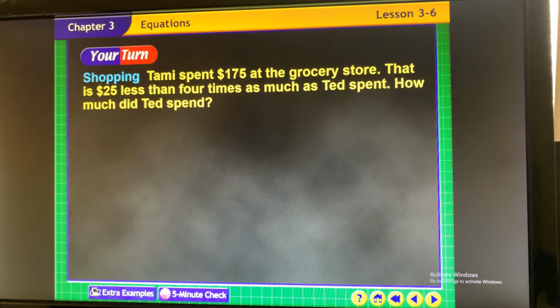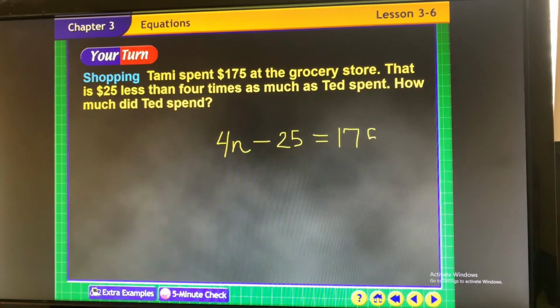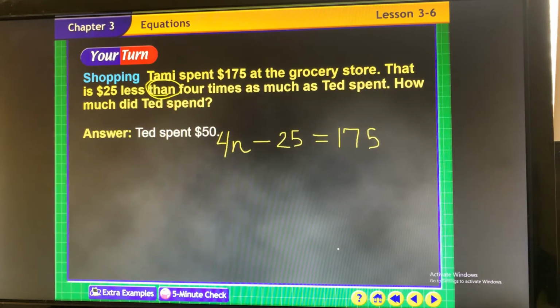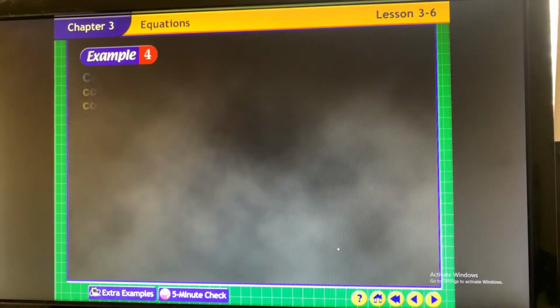Tammy spent $175 at the grocery store. That is $25 less than, there's the word than, less than 4 times as much as Ted. So there's your equation and solve it. So just remember, when you see the word than, you start from the back and work forward.